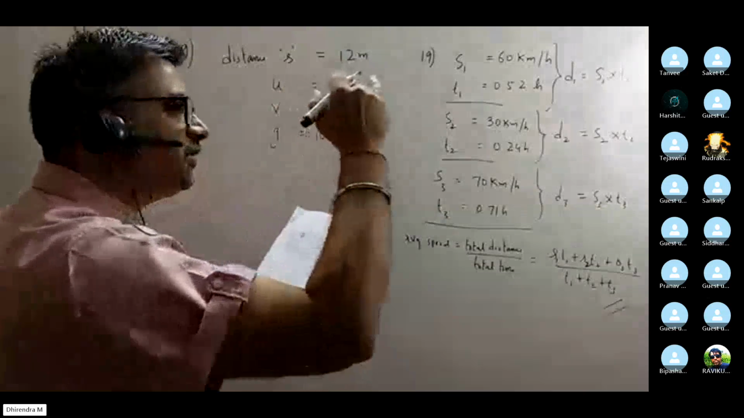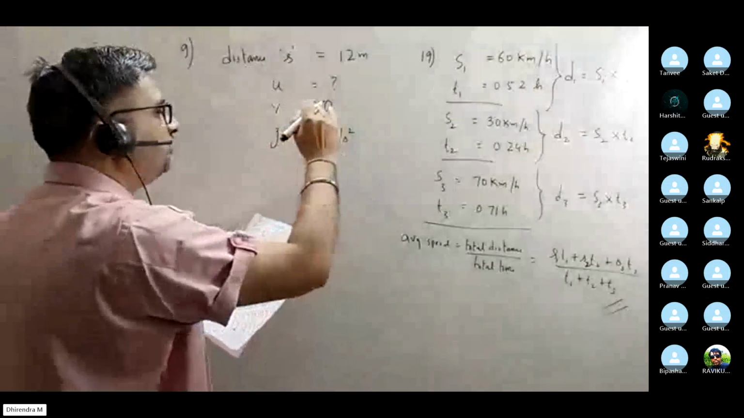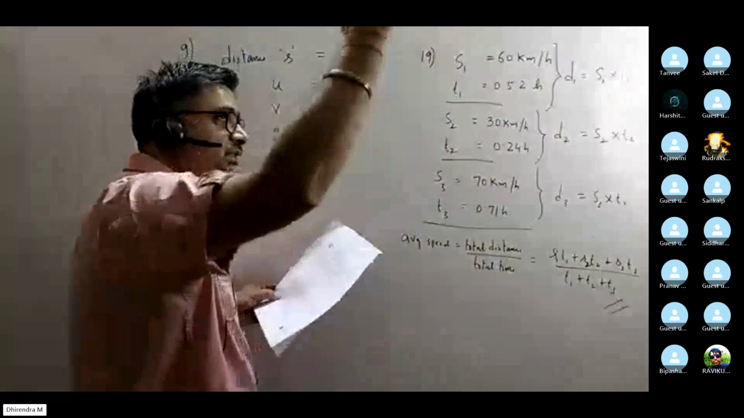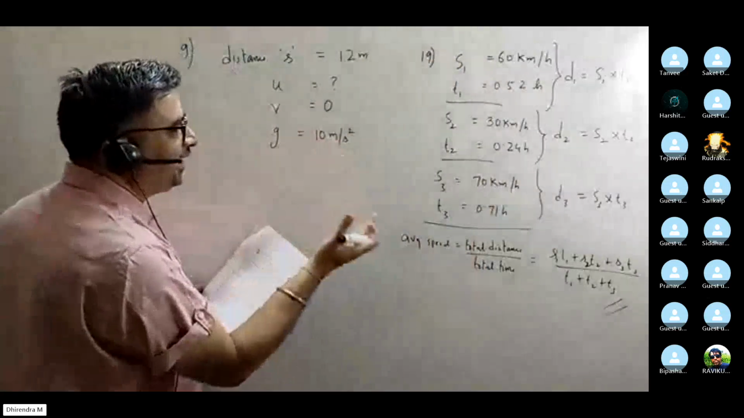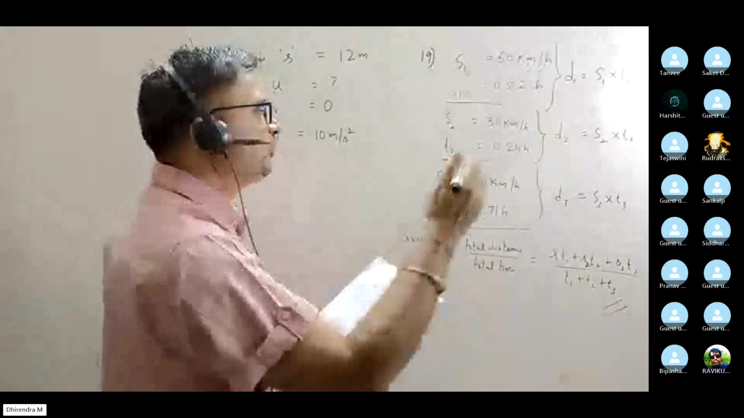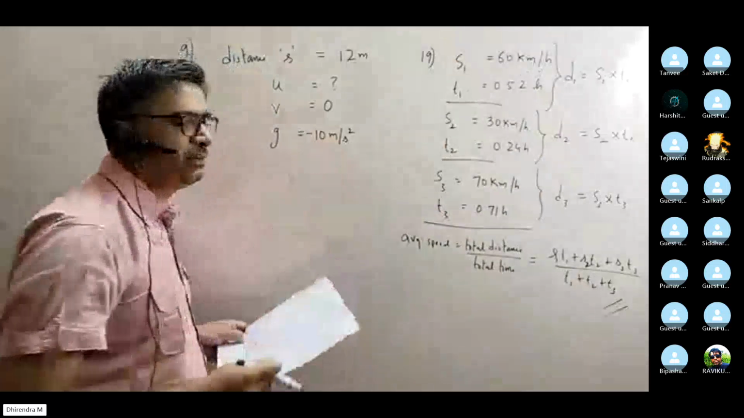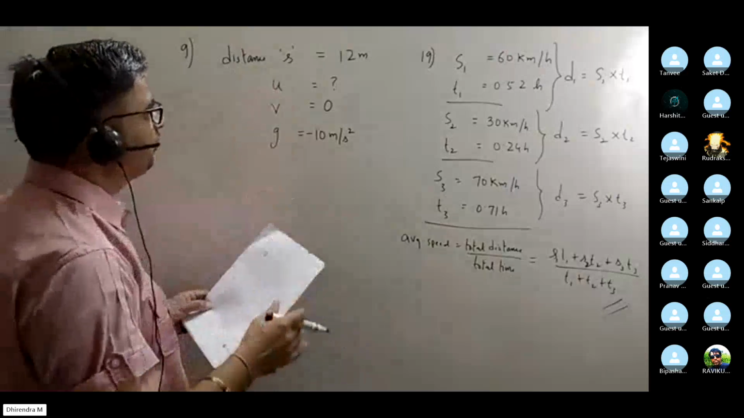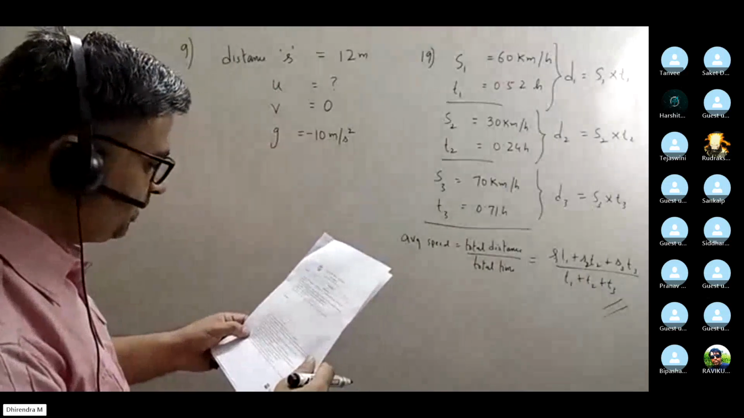A ball thrown vertically rises to a height of 12 meters, so distance is 12. Initial velocity is what we have got to find out. Final velocity is where the ball has reached the highest point, its velocity becomes 0. That's why it starts falling down. And it is against gravity. You all know that gravity is down and the ball has been thrown up. So will it not be minus 10 meter per second square? Yes. So now what are we required to find?